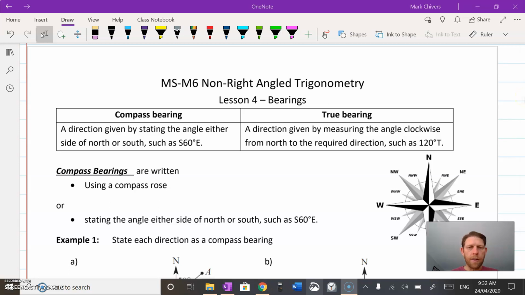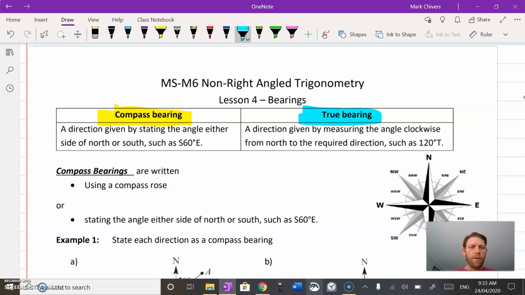Okay, so this lesson is on bearings, and I'm going to split the video up in two. In this first video, we're just going to deal with understanding bearings, and then in the second video, we'll deal with doing trigonometry problems using bearings. There are two main bearings that we need to know about: compass bearings and true bearings.